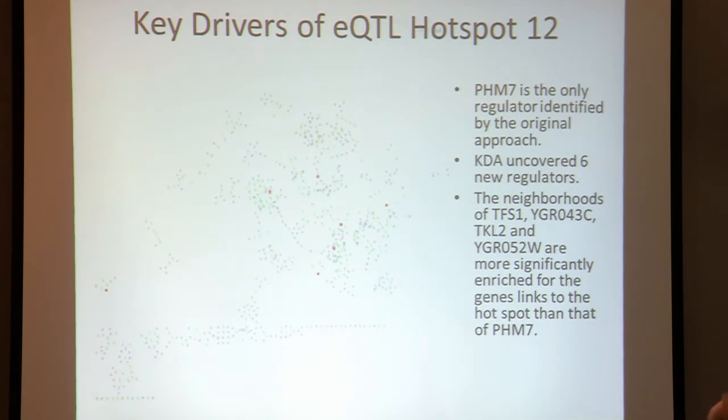So there is another hotspot tribe. Again, PHM7 is the only regulator identified by the original approach. Here we identify 6 additional regulators, and 4 out of the 6 new drivers are much more significantly enriched for the genes linked to the hotspot than PHM7. Basically, these 2 examples just show the power of the KDA approach.